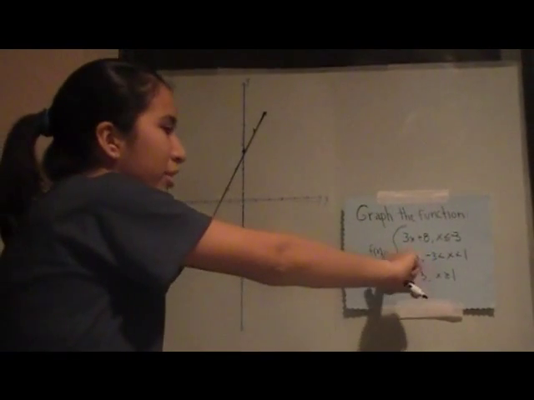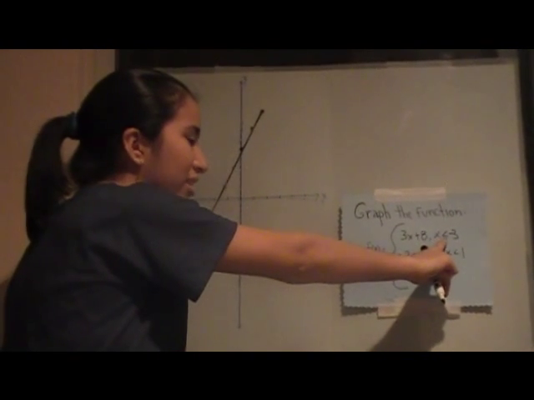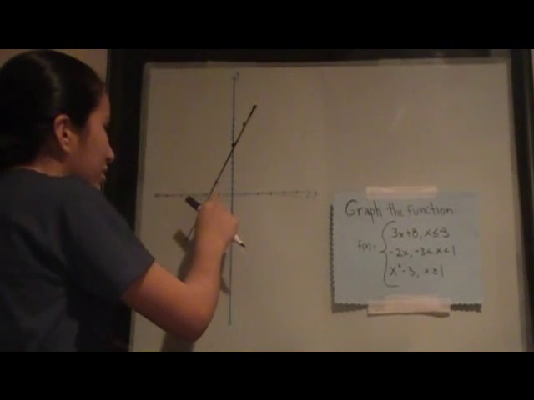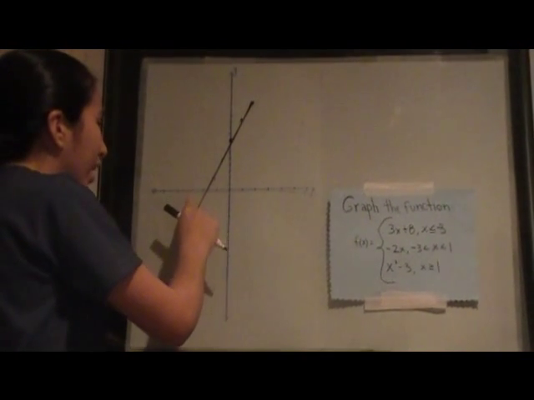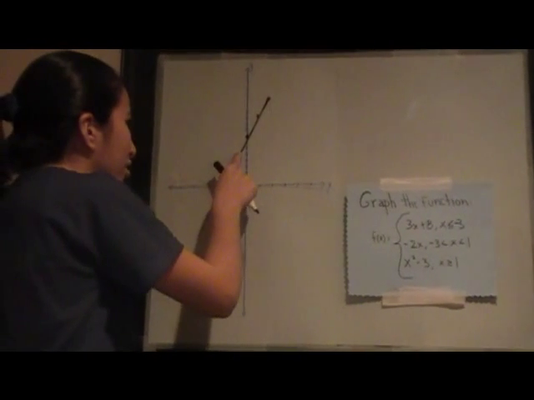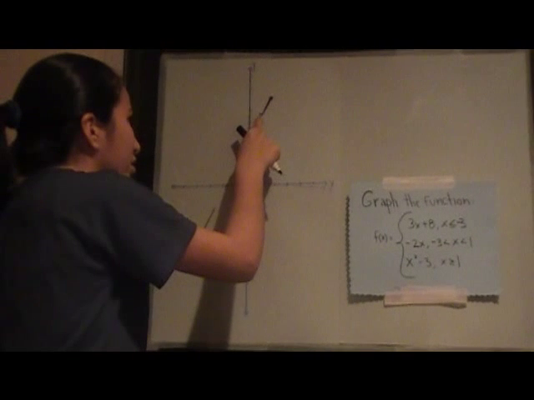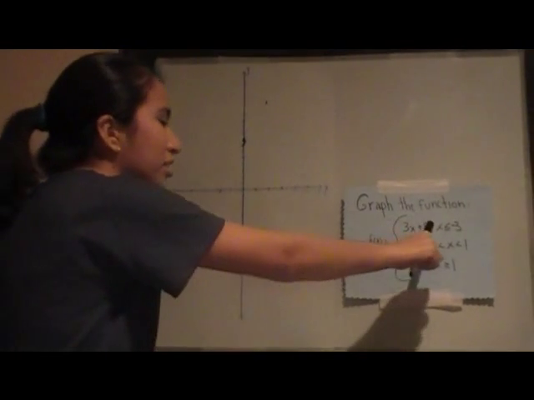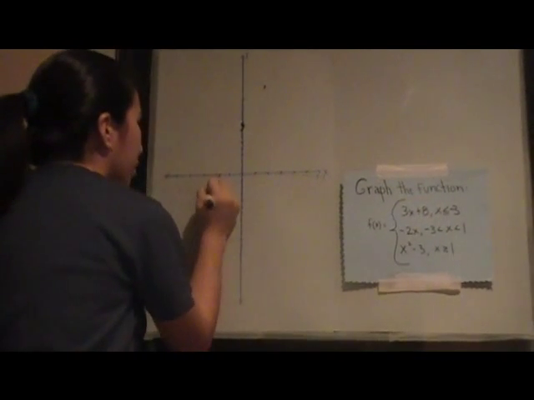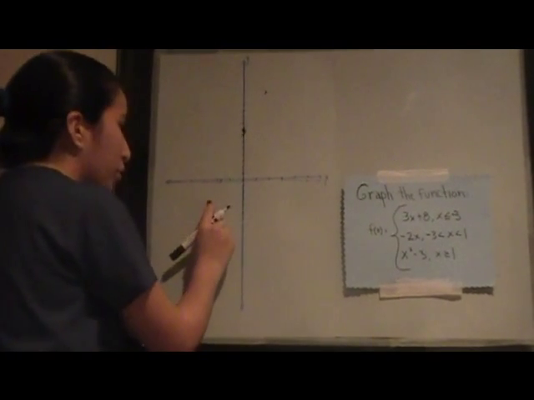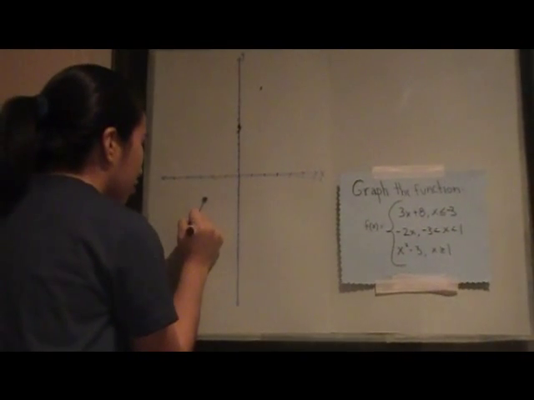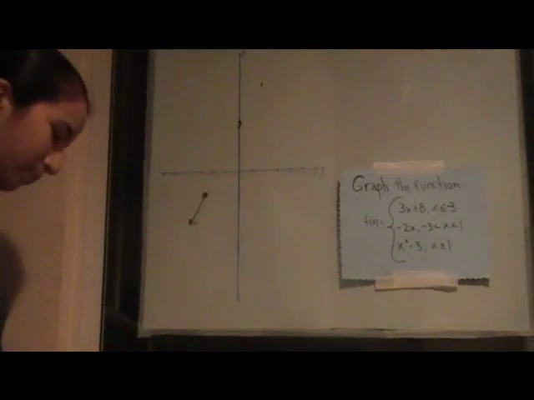Now the restricted domain tells us that x has to be less than or equal to negative 3. So we're going to erase everywhere where x is greater than negative 3. So we're going to erase all of this graph. It also tells us that x is equal to negative 3, so you're going to put a closed circle to show that negative 3 is included in this domain, and put an arrow to show that this graph continues.